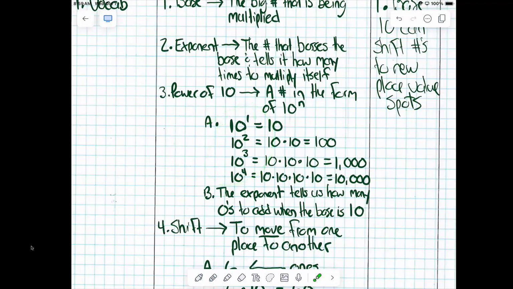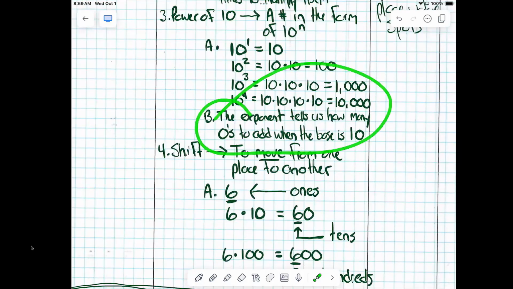So right here we have powers of 10. 10 to the power of 1, 10 to the power of 2, 10 to the power of 3. Here we have our actual standard form answers of what they are with all those zeros that you just said. And then what is this stretched out form called here? Expanded form. Say that again. Expanded form. All right, so it says right here, B. The exponent tells us how many zeros to add when the base is 10.